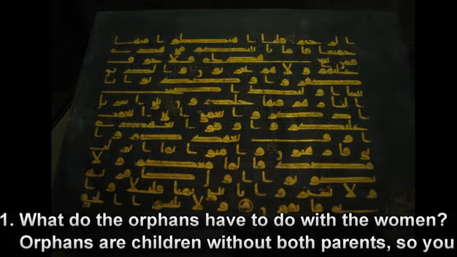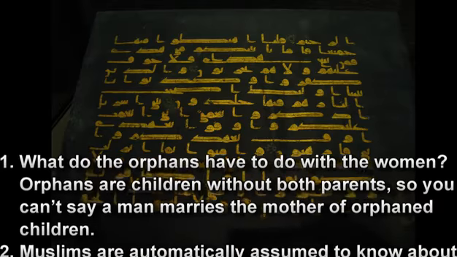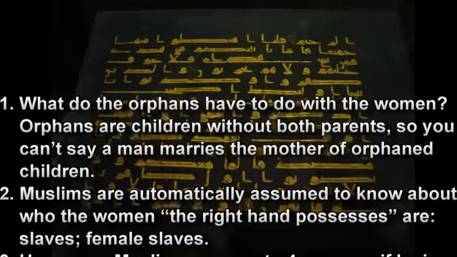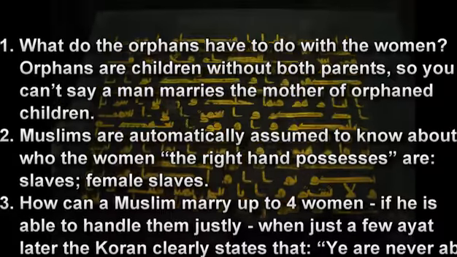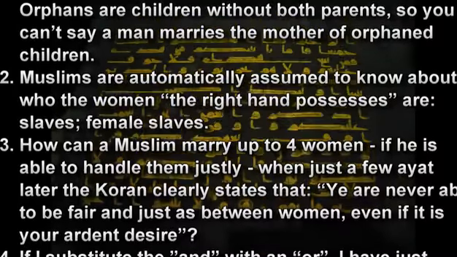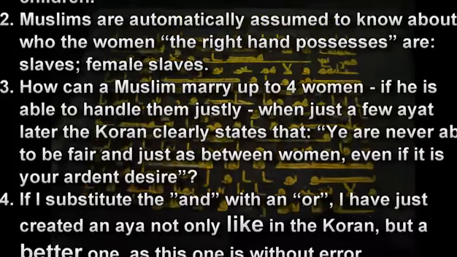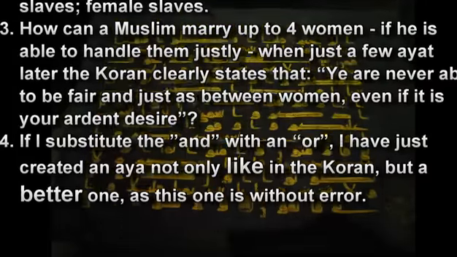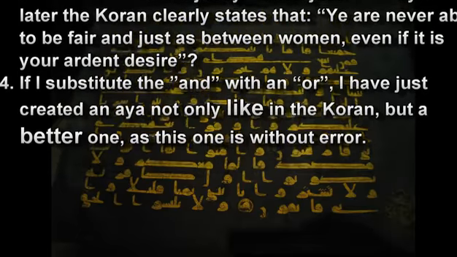There are some things I need to point out here. What do orphans have to do with the women? Orphans are children without both parents, so you can't say a man marries the mother of orphaned children. Muslims are automatically assumed to know about who the women the right hand possessors are. Slaves, female slaves. How can a Muslim marry up to 4 women if he is able to handle them justly, when just a few ayat later the Quran clearly states that ye are never able to be fair and just as between women, even if it is your ardent desire?